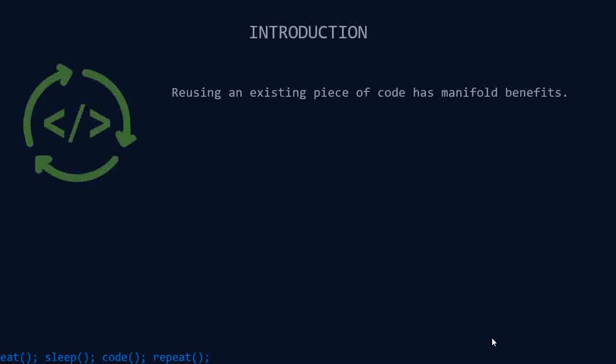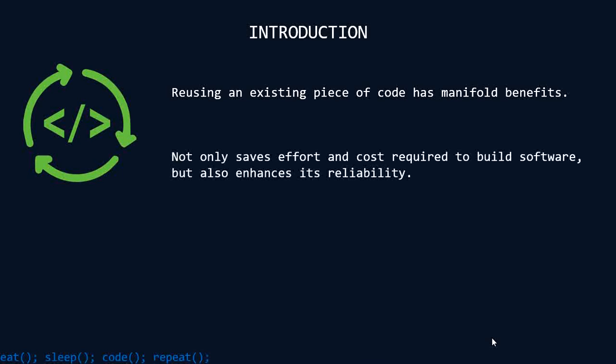Inheritance. So first of all, what exactly is inheritance? It is nothing but using an existing piece of code. It has some benefits, like you don't have to make any effort to write the same code multiple times. It reduces the cost which is required to build the software, and it also enhances the reliability.